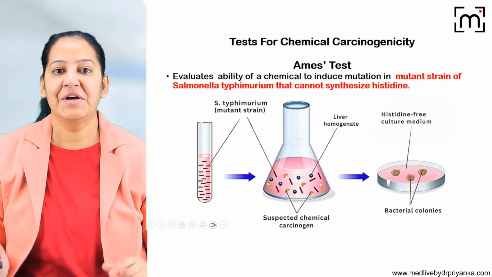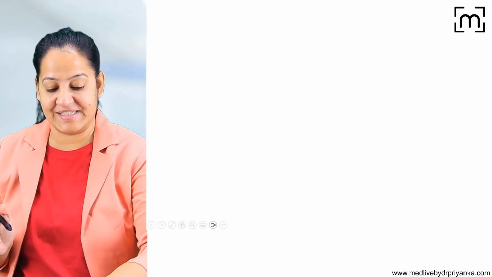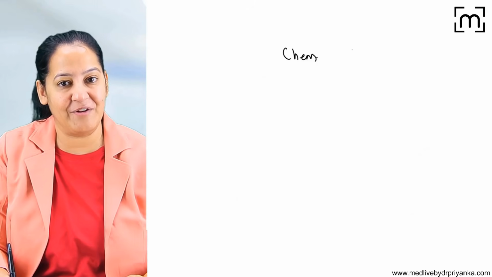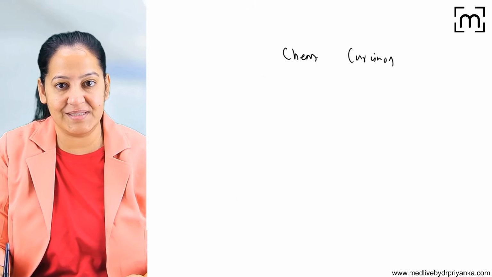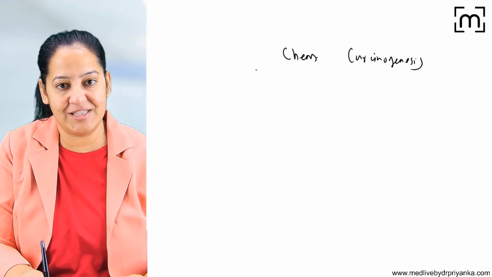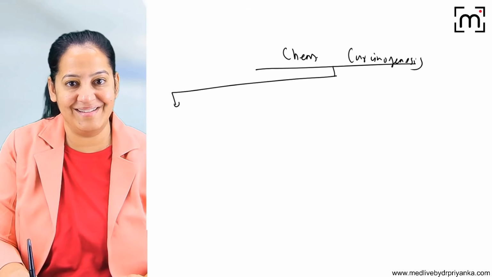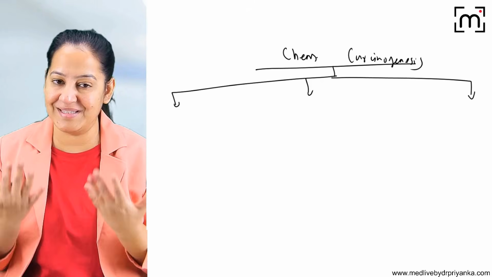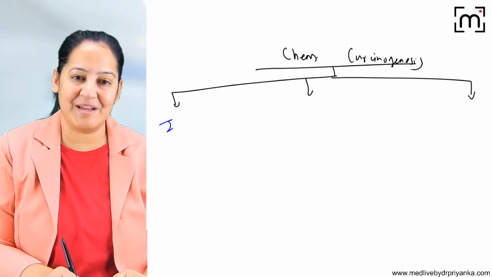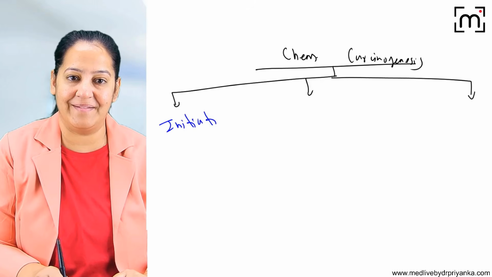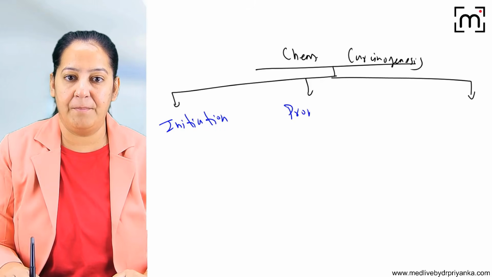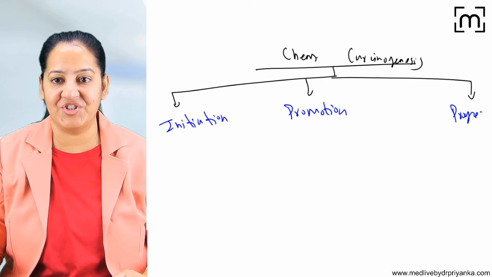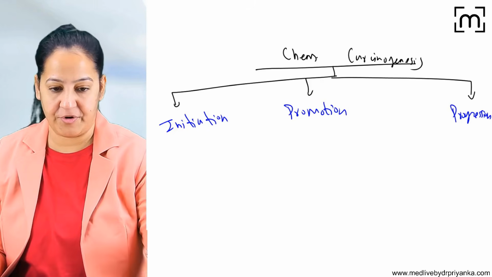I hope you all got it. So this is the complete 3 steps of chemical carcinogenesis. Can you summarize it quickly? Yes. The 3 steps are initiation, then promotion, then progression.